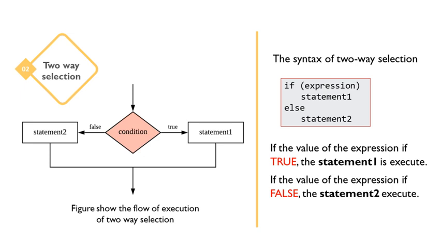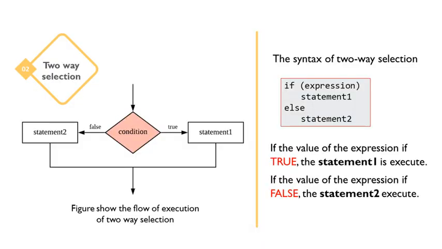On the right side, you can see the syntax of two-way selection. If expression, you have to write the parentheses or the brackets. If you forget to put the brackets, you will have an error in your code. So if the expression is true, it will execute the first statement, and if it is false, the second statement will be executed.